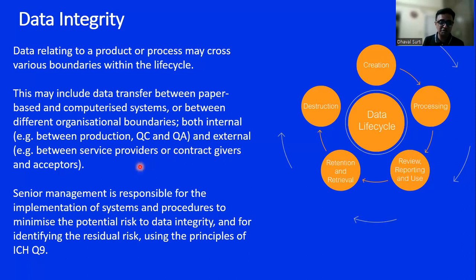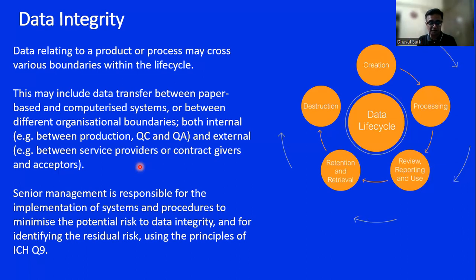Further, this data governance: senior management is responsible for the implementation of the system and procedures to minimize the potential risk to data integrity and for identifying the residual risk using the principle of ICH Q9. So to maintain the entire system of data integrity within the company, all the data is accurate, reliable, trustworthy, and good for decision making.